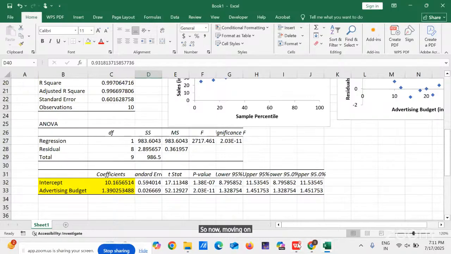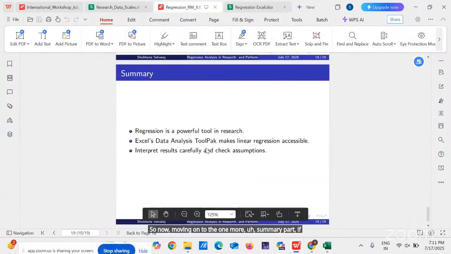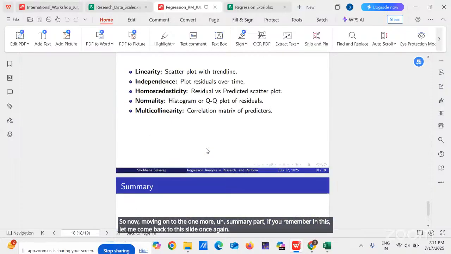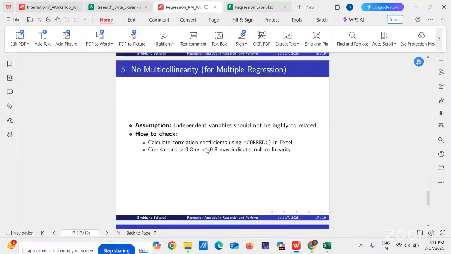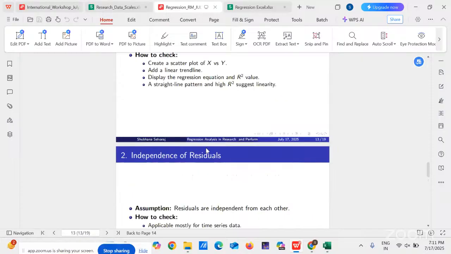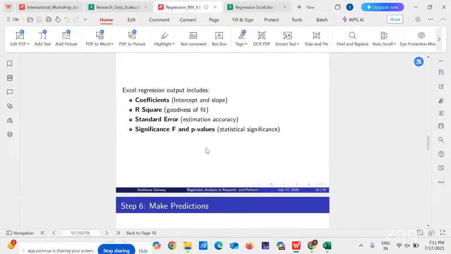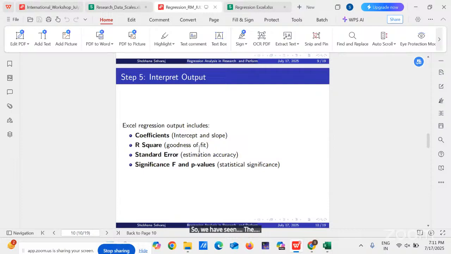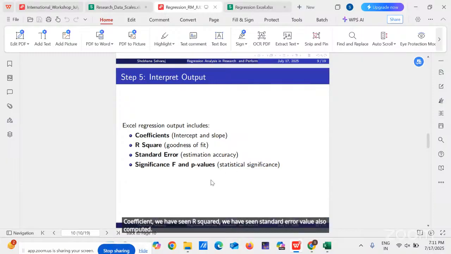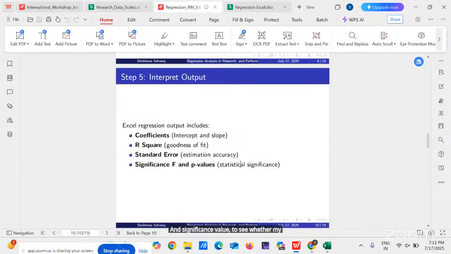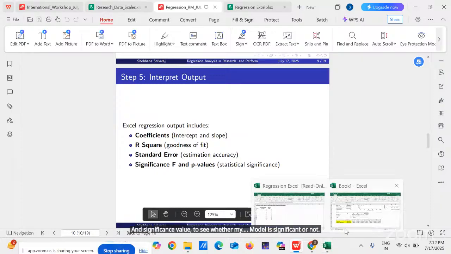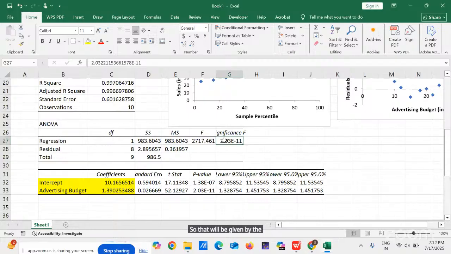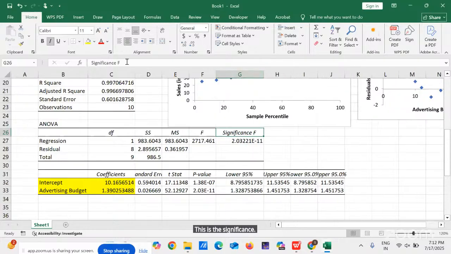So now moving on to one more summary part. If you remember in this, let me come back to this slide once again. So we have seen the coefficient, we have seen R square, we have seen standard error value also computed, and significance value to see whether my model is significant or not. So that will be given by the p value. This is the significance F, also called as the p value.